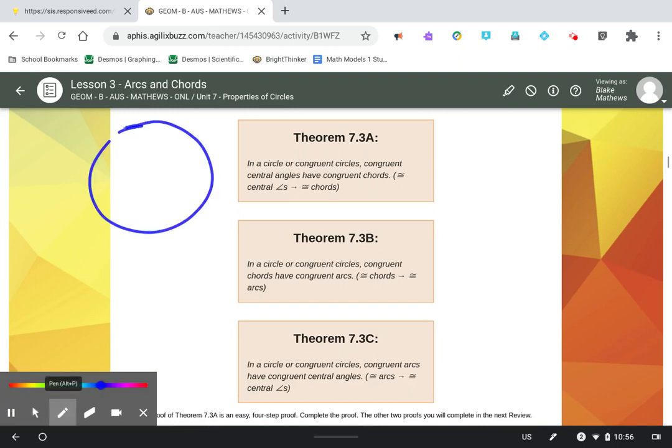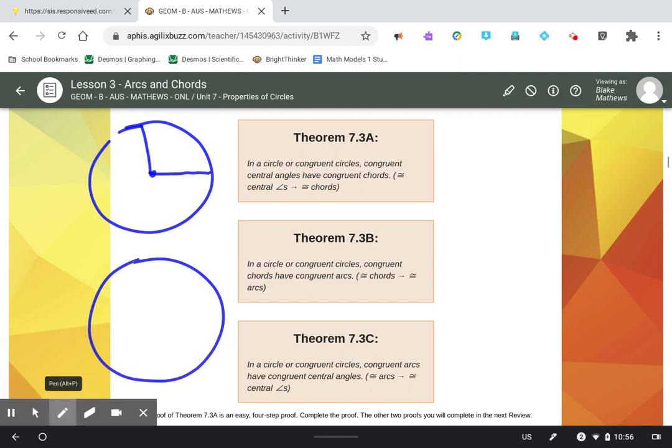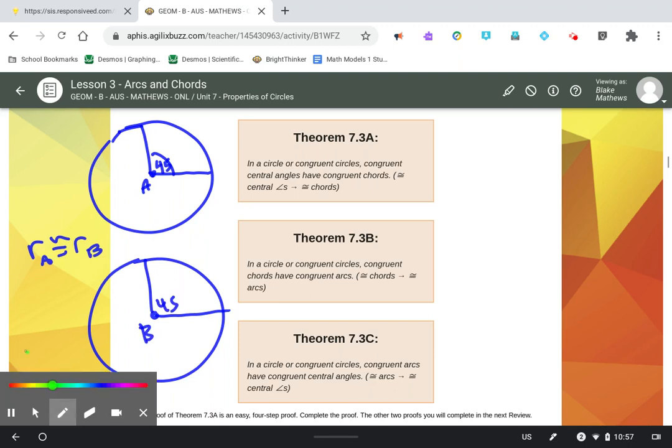if I have a circle here, and I have an angle here, and another circle here with the same measure, let's say their radii are congruent, the radius of circle A is congruent to the radius of circle B. And not only that, this angle is 45 degrees and this angle is 45 degrees. Well, everything else about those is the same. In other words, the arcs are congruent to each other. That's what it says here. The chords are congruent. Those are the chords, that line I've drawn.